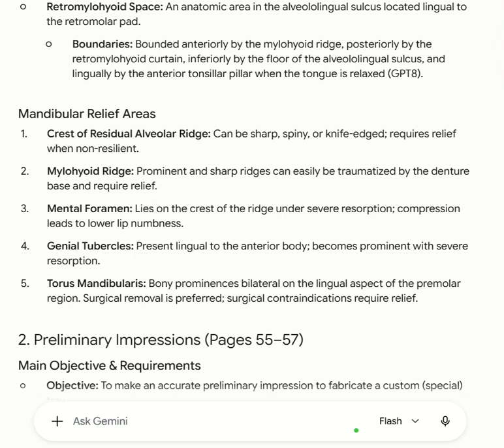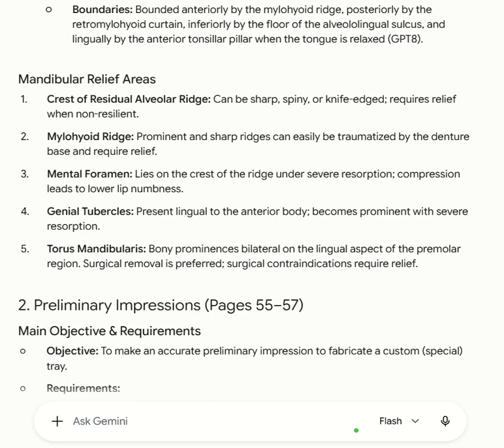Requires relief when non-resilient. Mylohyoid ridge: prominent and sharp ridges can easily be traumatized by the denture base and require relief. Mental foramen lies on the crest of the ridge under severe resorption. Compression leads to lower lip numbness. Genial tubercles, present lingual to the anterior body, become prominent with severe resorption. Torus mandibularis: bony prominences bilateral on the lingual aspect of the premolar region. Surgical removal is preferred. Surgical contraindications require relief.